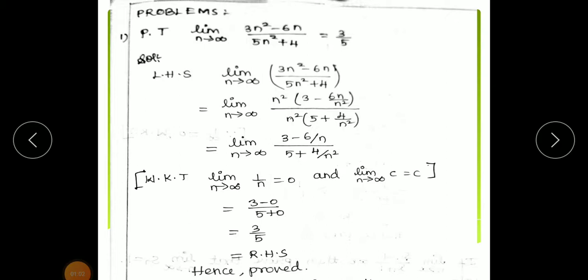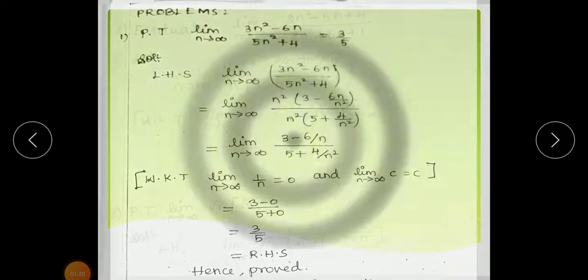If we apply n tends to infinity, 1 by n tends to 0. If we apply the limit to a constant c, the answer is c. So applying n tends to infinity, we get 3 minus 0 divided by 5 plus 0, that is 3 by 5. So we have proved the right hand side.